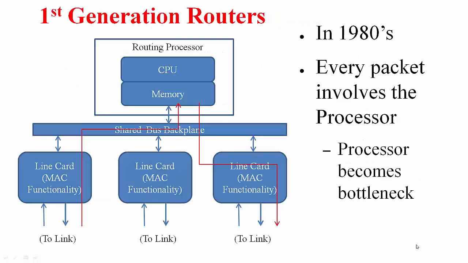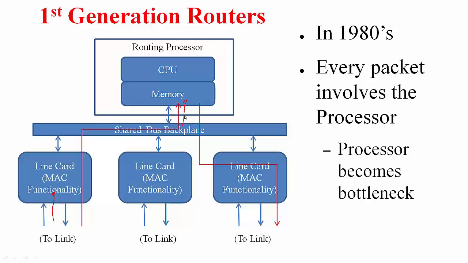So in the 1980s, which is the first generation of routers, they followed this type of architecture. You had these line cards that drive a particular link. There are many of these line cards because a router typically has multiple interfaces. These line cards are connected to the routing processor via a shared bus backplane. So this is the switching fabric that we were talking about earlier. Now every packet that is received goes through this bus to the memory for further processing.